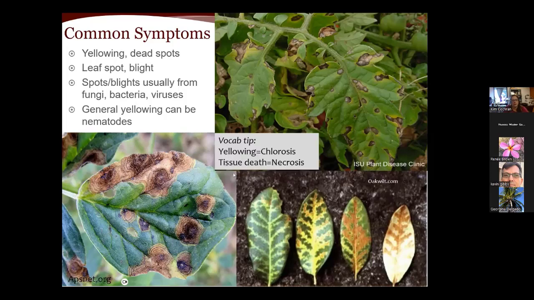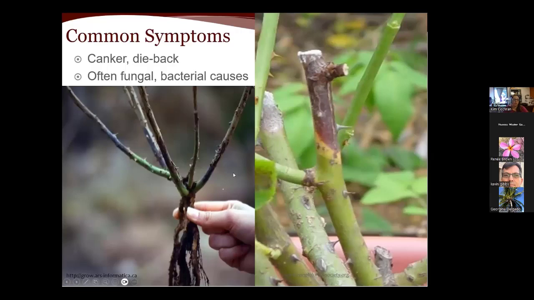And a little vocab tip box for you guys. All right, some more common symptoms include canker and dieback. And this is often fungal or bacterial, more often than not fungal. I see this a lot on woody ornamentals and some trees as well. And it's exactly what it sounds like. It dies back down the cane or the branch and progresses closer and closer to either the crown or the trunk, depending on what we're dealing with.